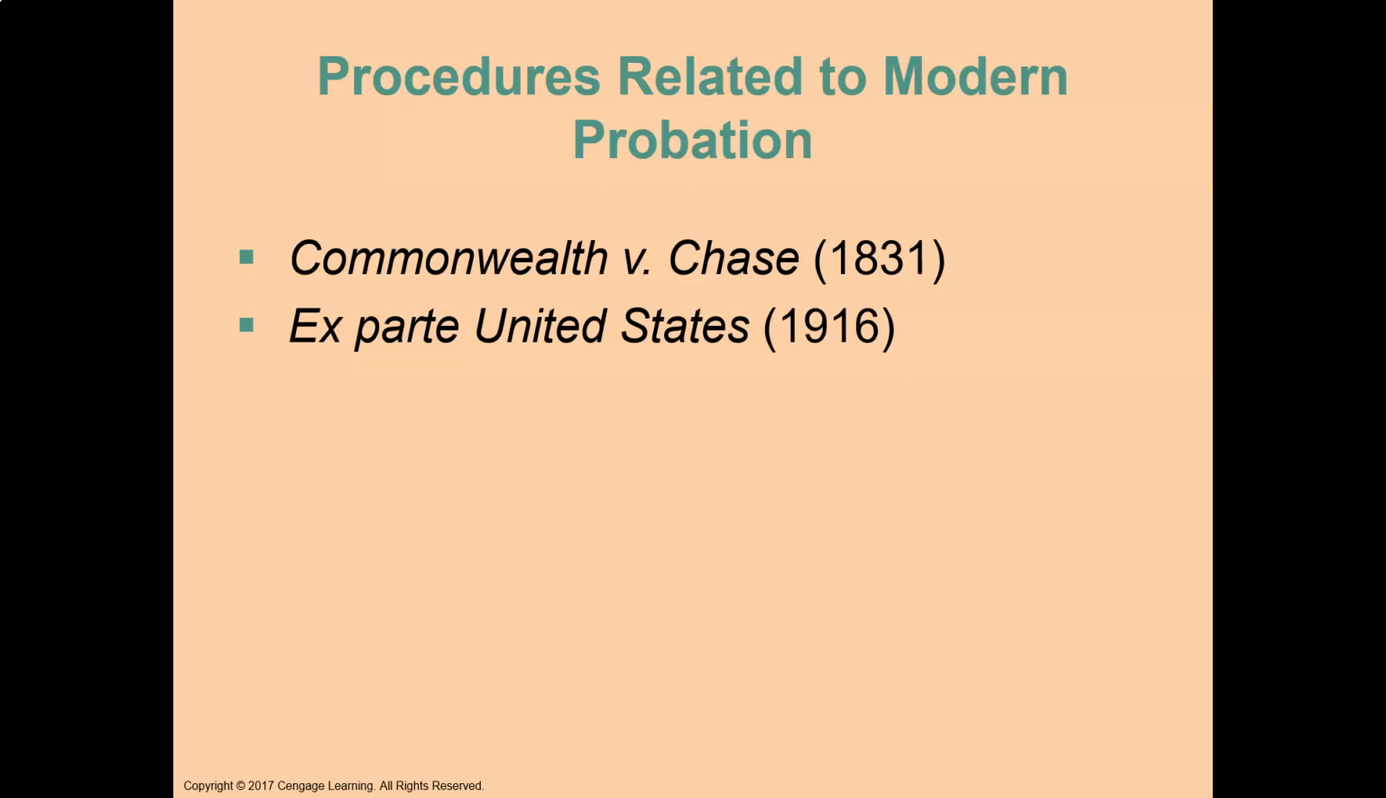So the Commonwealth versus Chase case in 1831 is probably the first case when a judge said, I'm going to give you an opportunity to go out into the community, take care of business, do what you're supposed to do. But if you screw up and get arrested again, or don't do what I've told you to do, I am going to impose the sentence for this crime that you've committed now. I don't know, does that make sense?